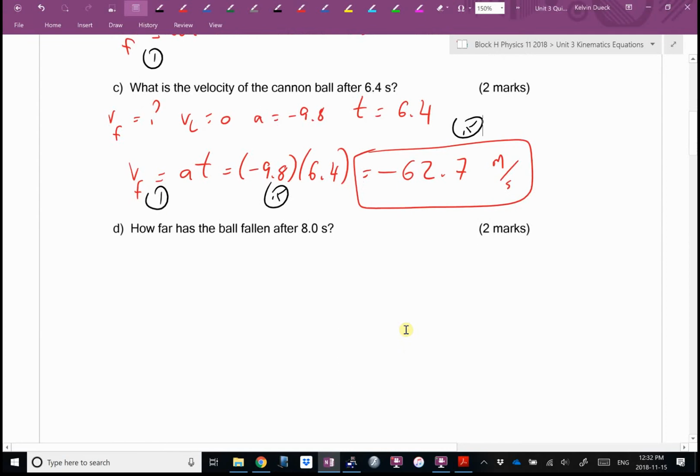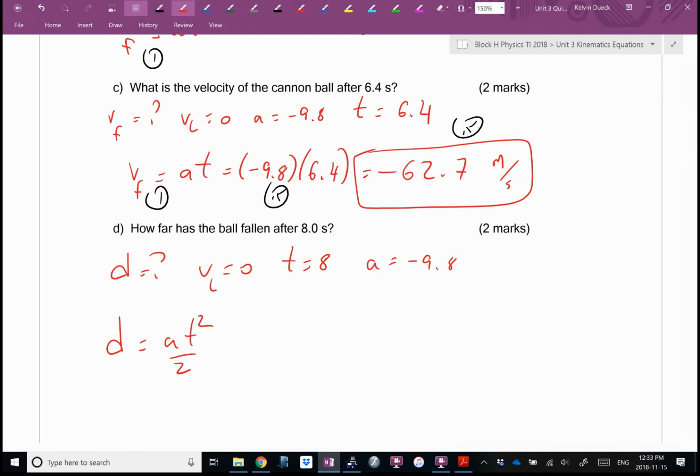How far has the ball fallen after 8 seconds? D equals, VI is 0, T is 8, A is negative 9.8, and I'm going to use D equals AT squared over 2. You may have noticed 1a and b and c and d are really identical questions, just with different parameters, different numbers to start out with. Negative 9.8.